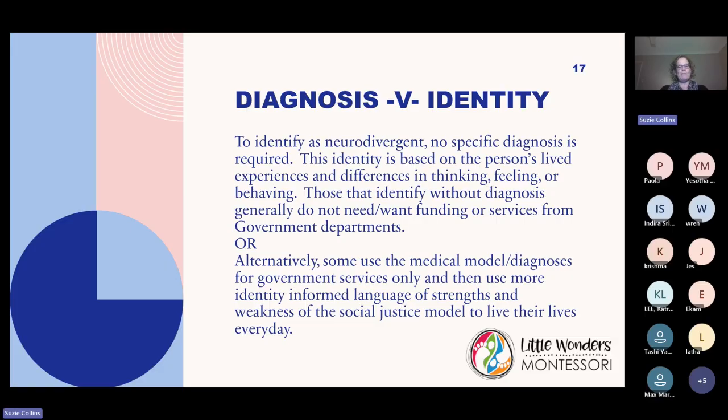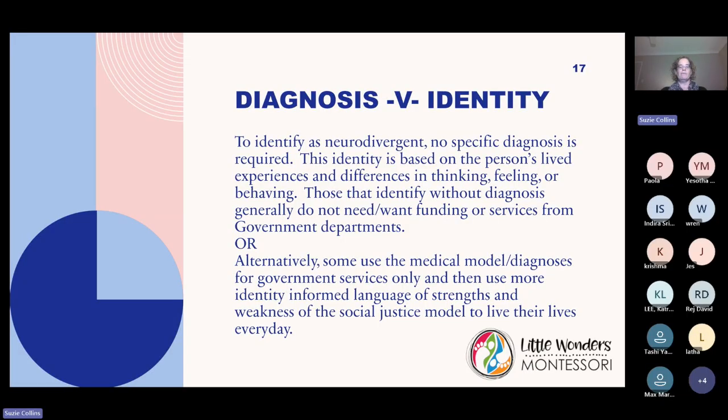The other option that some people, or some families, do is that they actually use the medical model to access those government services, but they only use that language in those applications or while talking to those departments. And in fact, they use more identity-informed language about their own strengths and weaknesses and their identity as neurodiverse in their day-to-day lives. And it's actually up to each family which sort of model they identify with best.